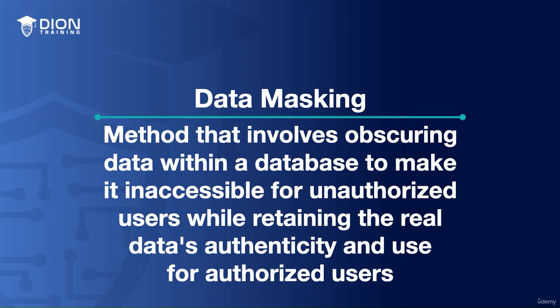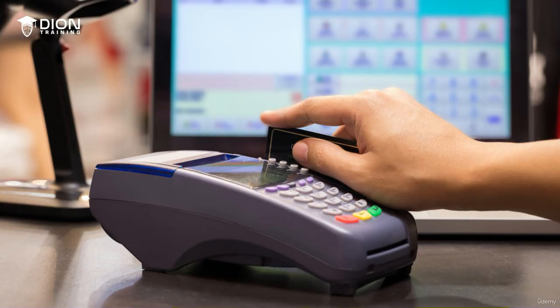Third, we have data masking. Now, data masking is a method that involves obscuring specific data within a database to make it inaccessible for unauthorized users while retaining the real data's authenticity and use for authorized users. For example, if your customer service system stores your user's credit card number, you could use data masking so the first 12 digits of the 16-digit number is masked, and only the final 4 digits of the customer's credit card is going to be displayed to your support agents. This type of confidentiality helps to prevent accidental disclosures of the sensitive information, and in this case, that would be the entire 16-digit credit card number, while still allowing some portion of it to be viewed for identification purposes.